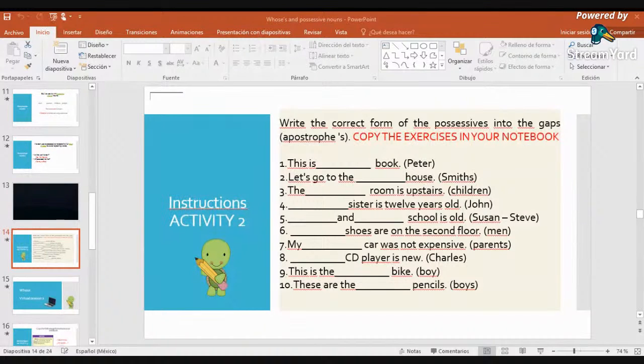Yes? Galilee, questions? Is it clear? Because remember, in this case, Carlos, it's not plural. It's only one. It's only a person. So that's why we add the apostrophe and the S. Yes? Tell me, yes or no?